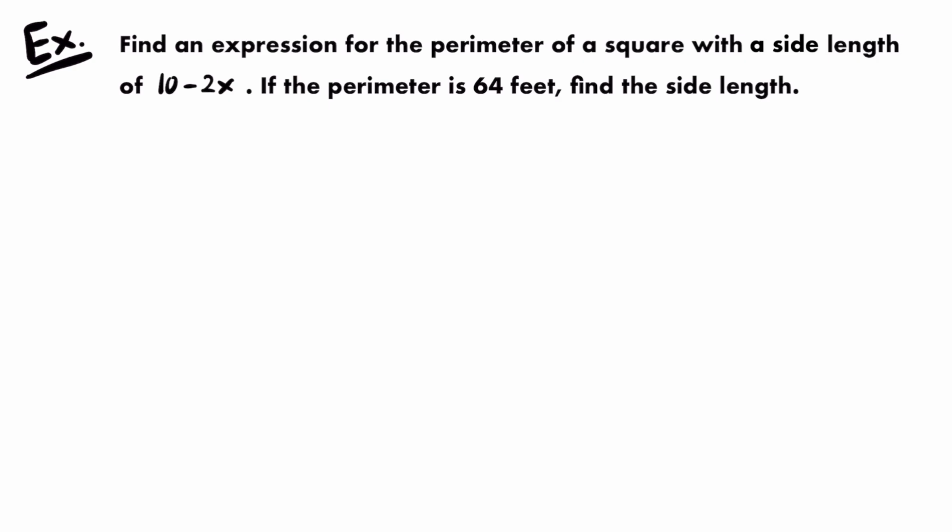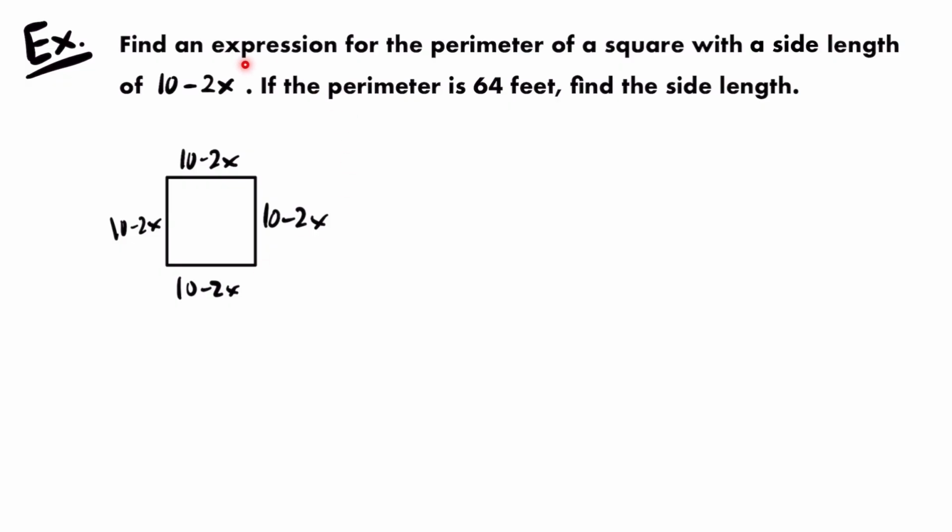Remember that a square has 4 equal sides, and in this case we were given that a side length is 10 minus 2x. So I'm going to label that here. But really, all 4 of the sides would have that length, right? This is a square, so all 4 sides would be equal. All of them would measure 10 minus 2x, okay?